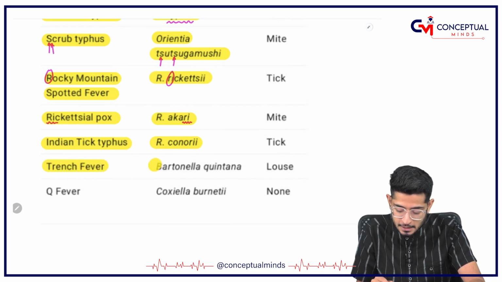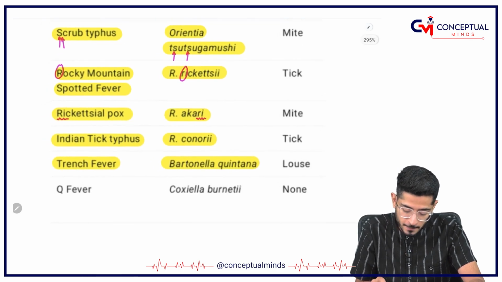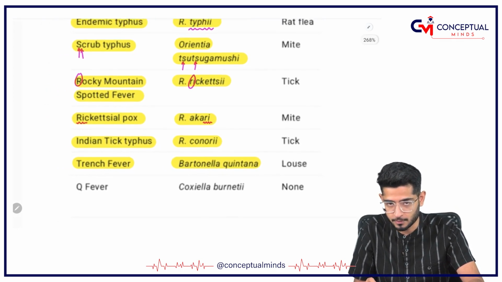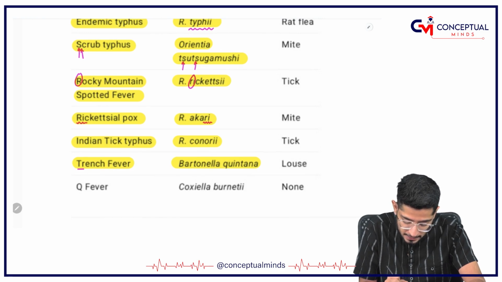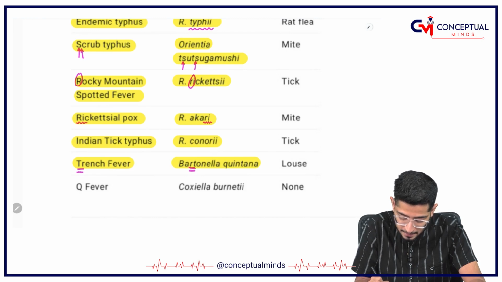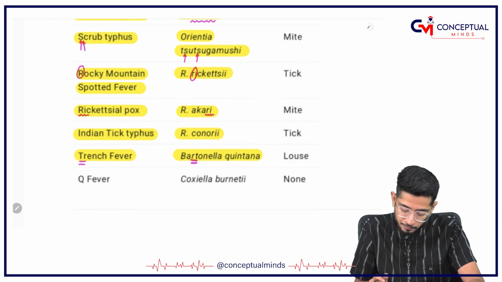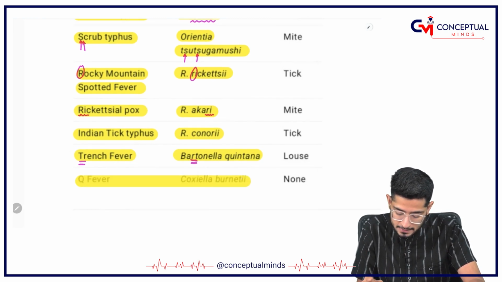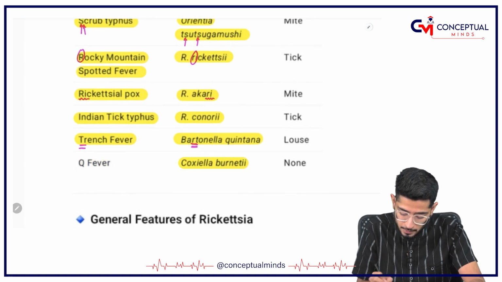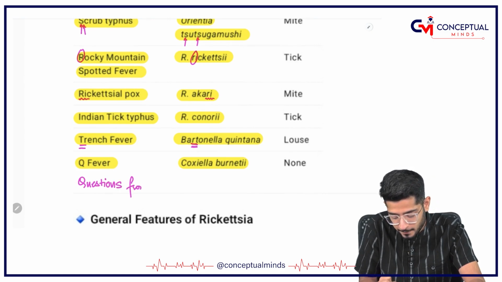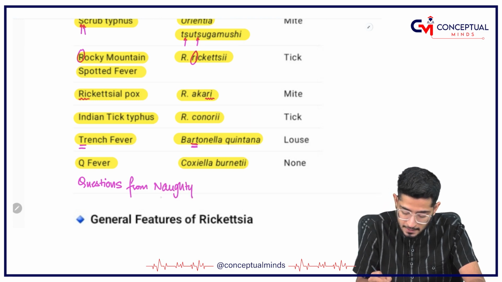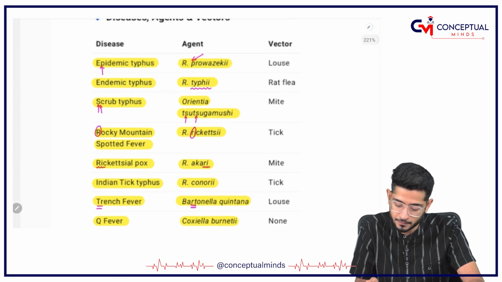Trench fever is Bartonella. So remember, Bartonella, trench fever. Trench and Bartonella, very important. See here, TR is here, RT is here. Bartonella, and Q fever is by Coxiella burnetii. Remember, Coxiella burnetii. Always the teacher asks questions from which children? Naughty children. So Coxiella burnetii, questions come from here.